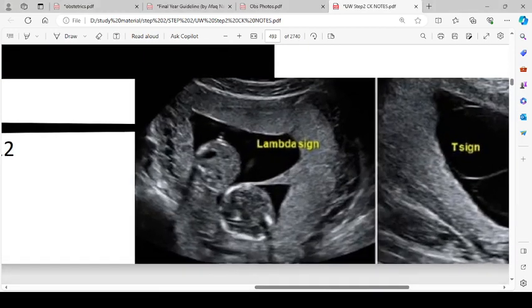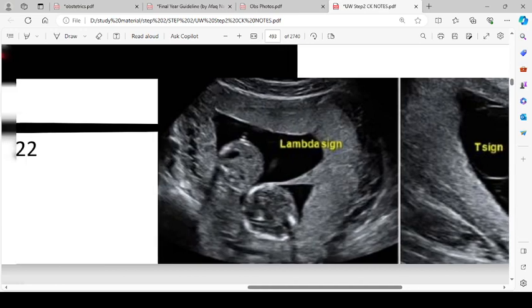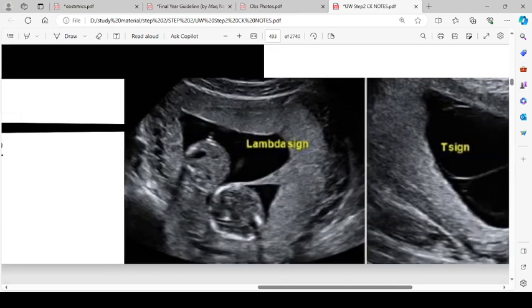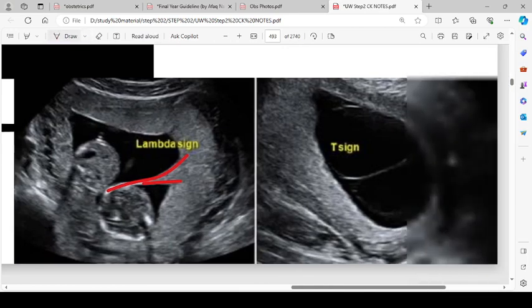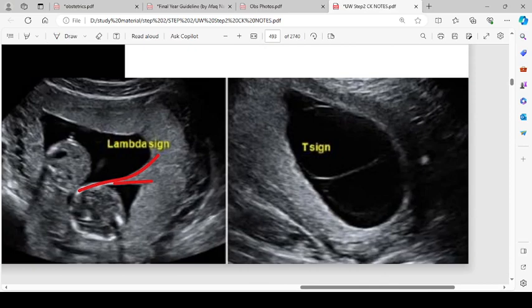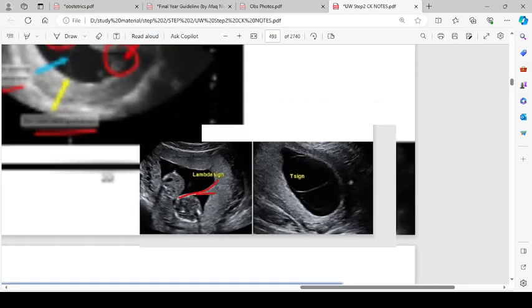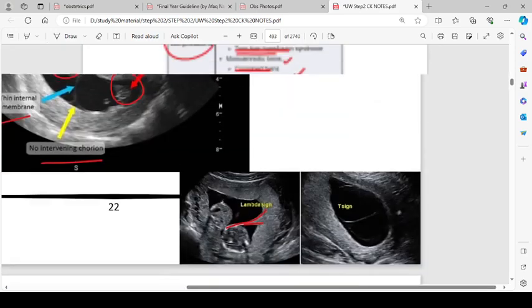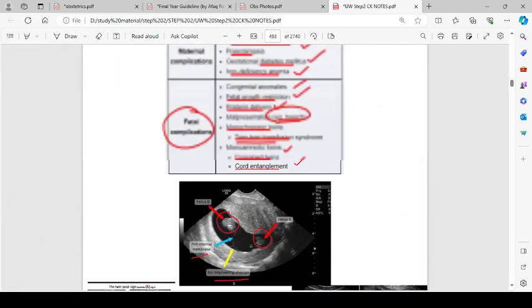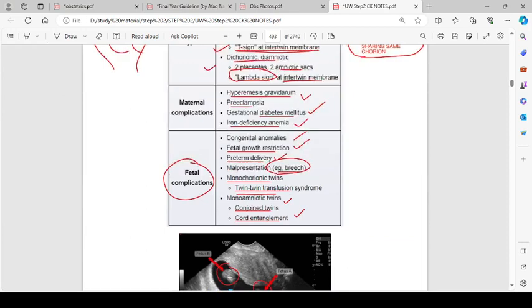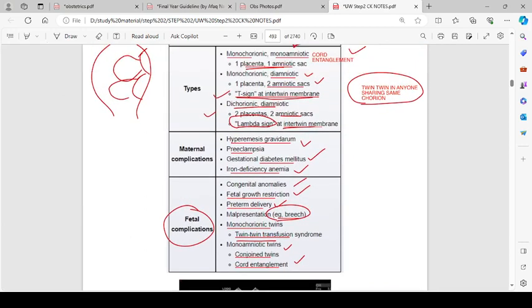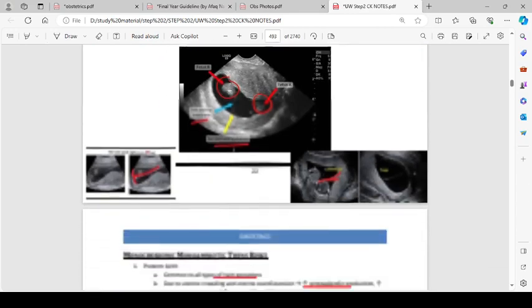So here again is a lambda sign like this. And here we have the T sign in the next picture. The T sign is present in monochorionic diamniotic twins, right? So this is the T sign. T sign is present in monochorionic diamniotic twins. Monochorionic diamniotic twins have the T sign. Okay, got it.